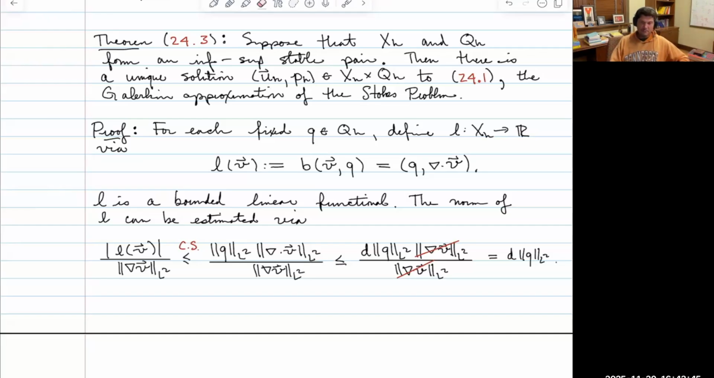All right, so the next result that we want to prove, and in fact the last result that we want to prove, is this one which tells us that the coefficient matrix that we defined earlier, that C matrix, defined as blocks of A, B, B transpose, and 0, is actually invertible. And again, this is going to rely on the Inf-Sup condition, or at least the previous result that we just showed. Suppose that X_H and Q_H form an Inf-Sup stable pair, then there is a unique solution to the Galerkin approximation of the Stokes problem, namely that equation 24.1 that we defined above.